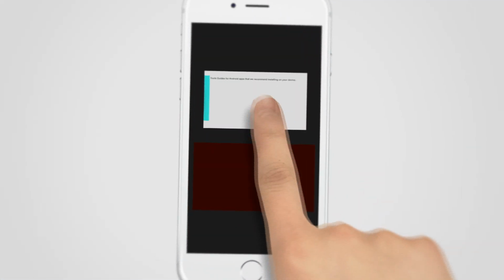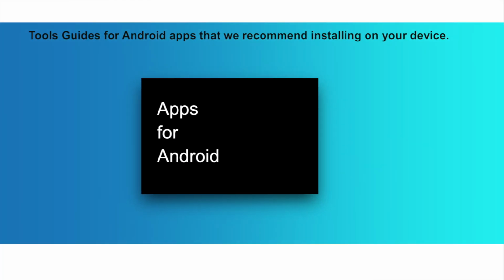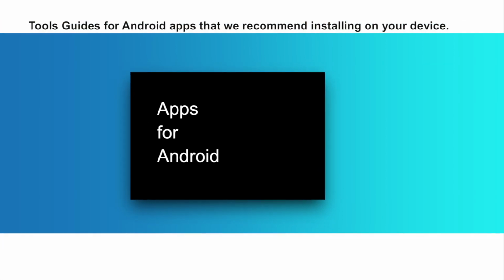Please note that when updating your phone software, it is important to do it from a trusted location such as your internet connection at home instead of somewhere like internet cafe or coffee shop. We have a number of tools guides for Android apps that we recommend installing on your device. These guides will walk you through installing, configuring and using the apps on your Android devices.